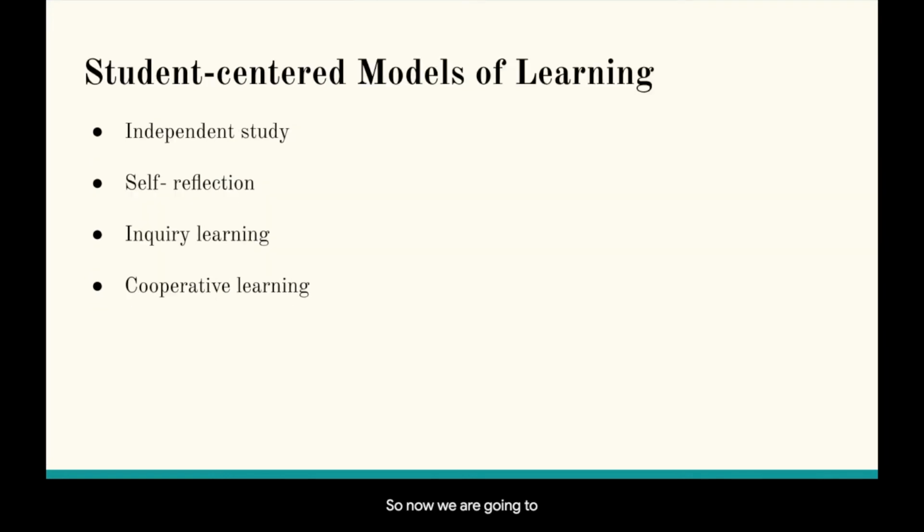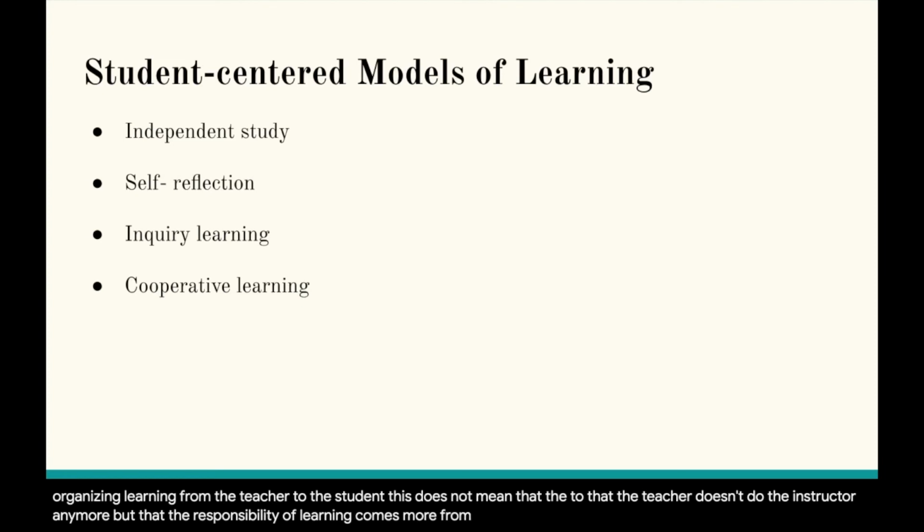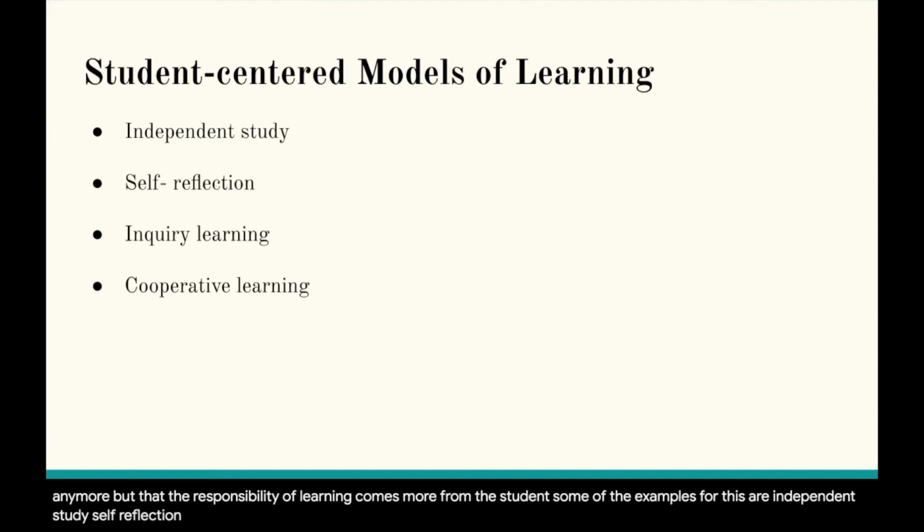So now we are going to look at the student-centered models of learning, which shift some of the responsibility for directing and organizing learning from the teacher to the student. This does not mean that the teacher doesn't do the instruction anymore, but that the responsibility of learning comes more from the student. Some examples are independent study, self-reflection, inquiry learning, and cooperative learning. With some of these types of learning, not only is the student working independently, but in some cases they are also working with their peers.